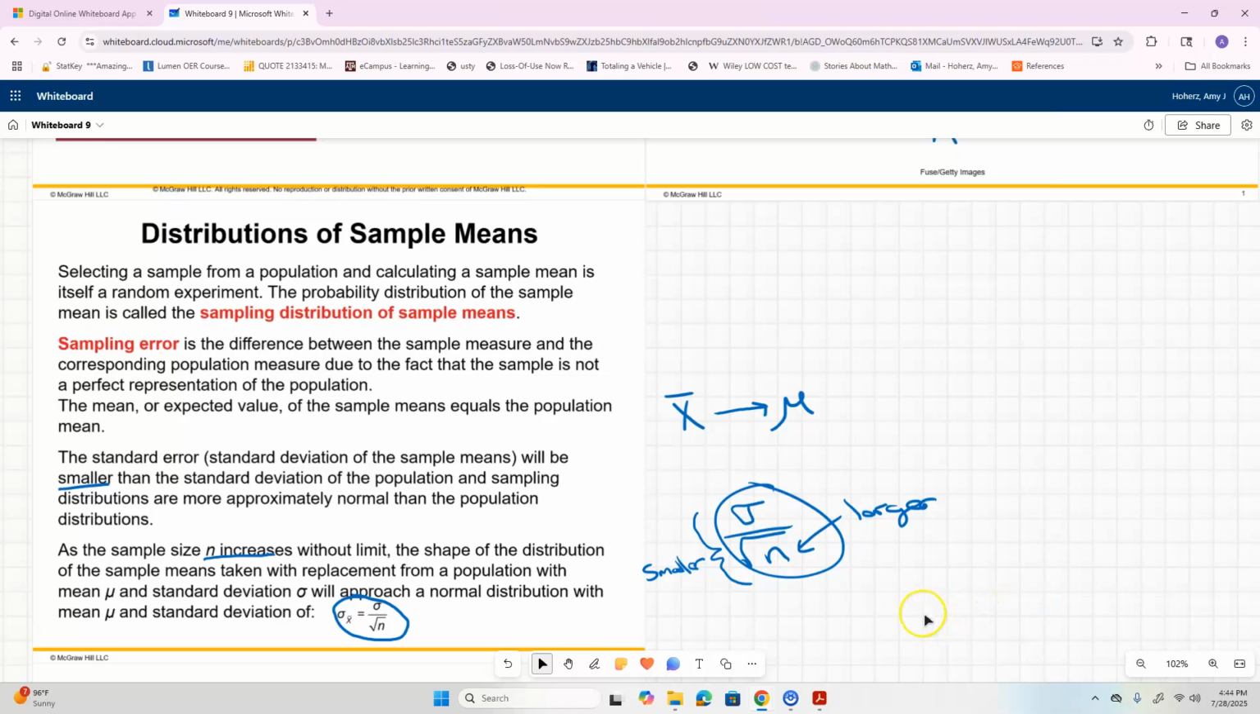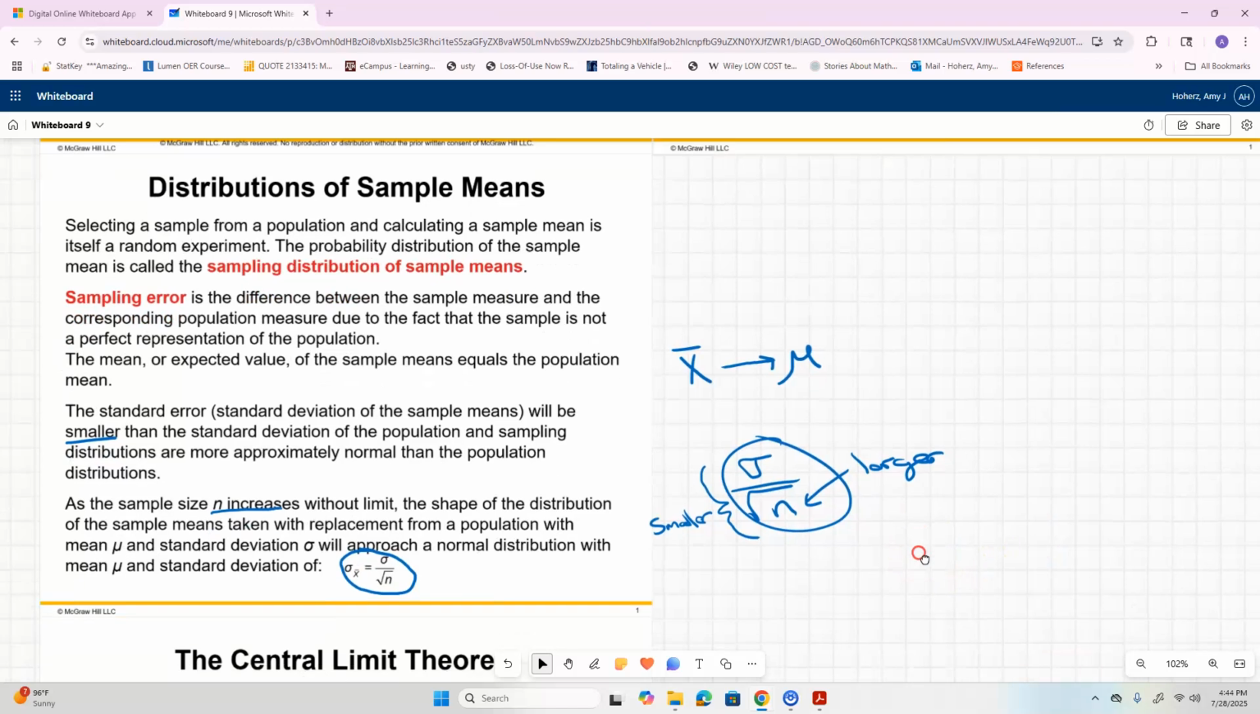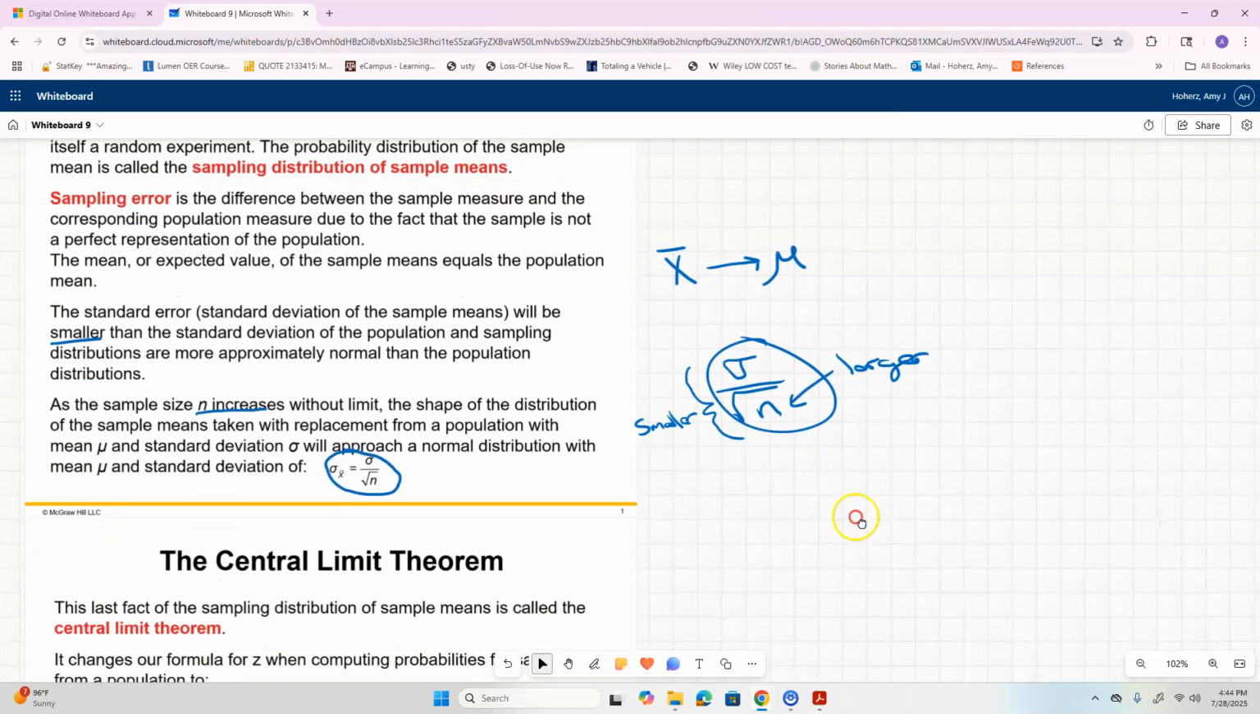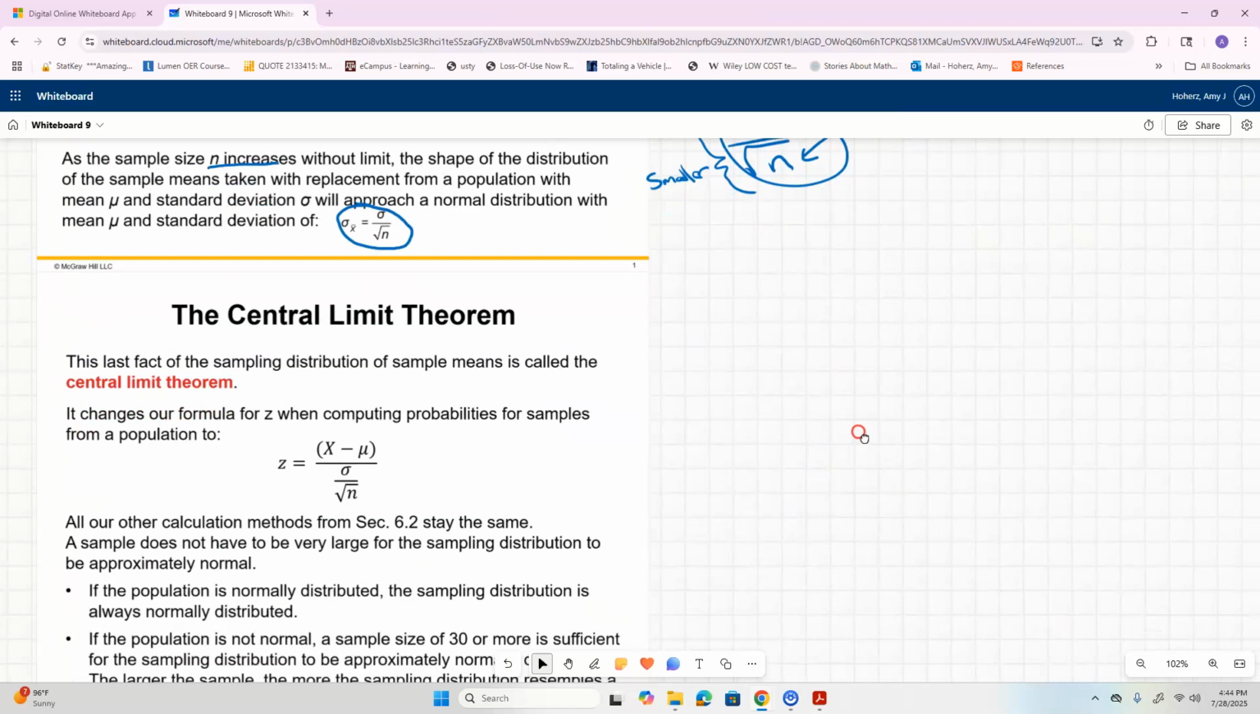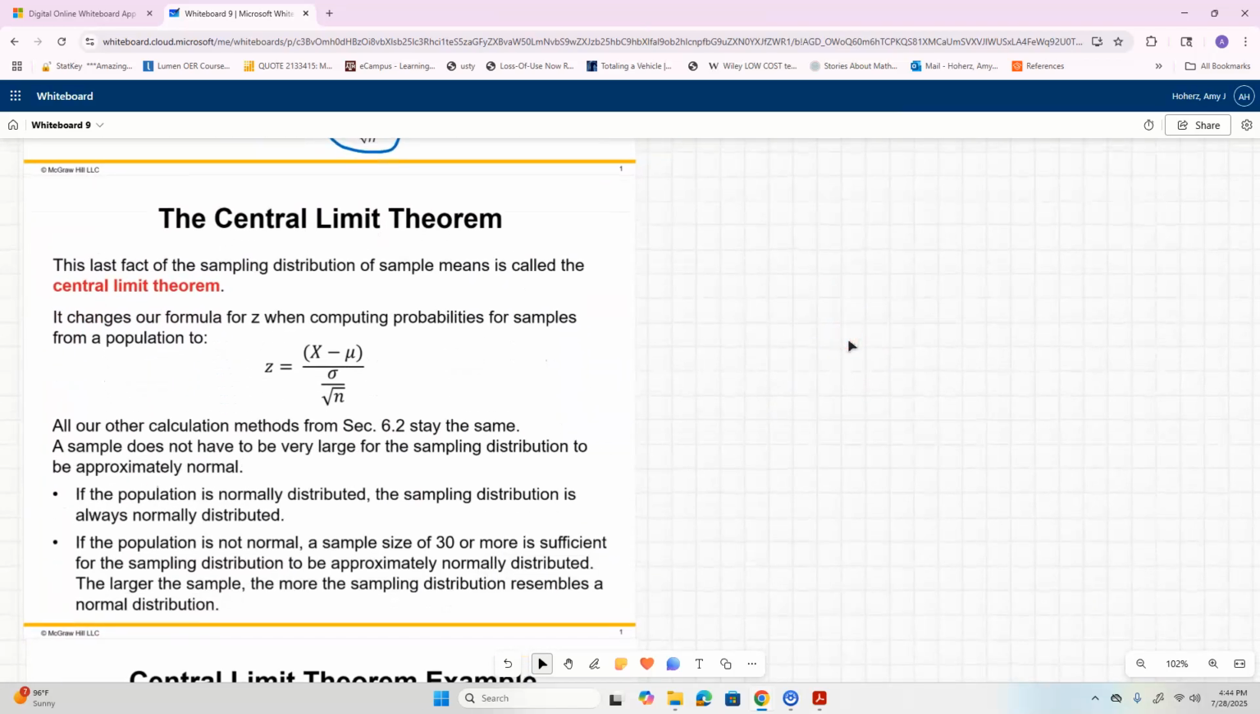Again, that's a lot of theory. You don't have to worry about that in practice so much. Just understand that we have to adjust for that sample size. And so what we just talked about, that last fact of the sampling distribution of the sample means, gives us what we call the central limit theorem. And all it does in practice for what we're doing is it changes our formula for z.